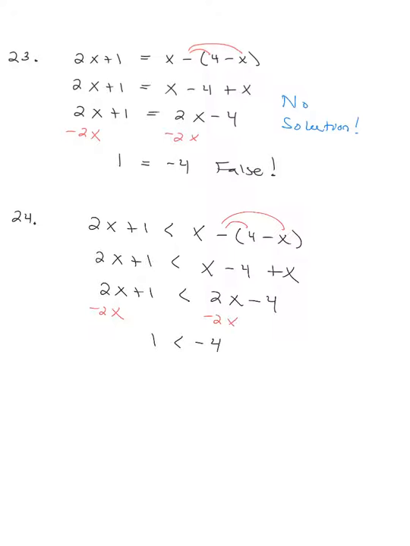1 is definitely not less than negative 4. Since this is false, we again have this situation where there is no solution. You could also look at a graph to support your answer, but I think this is good enough here. If you're working with an equal sign and you have two things that don't equal each other, it just means that there's no solution. If you're dealing with an inequality, and again you arrive at a false statement, it means there is no solution.